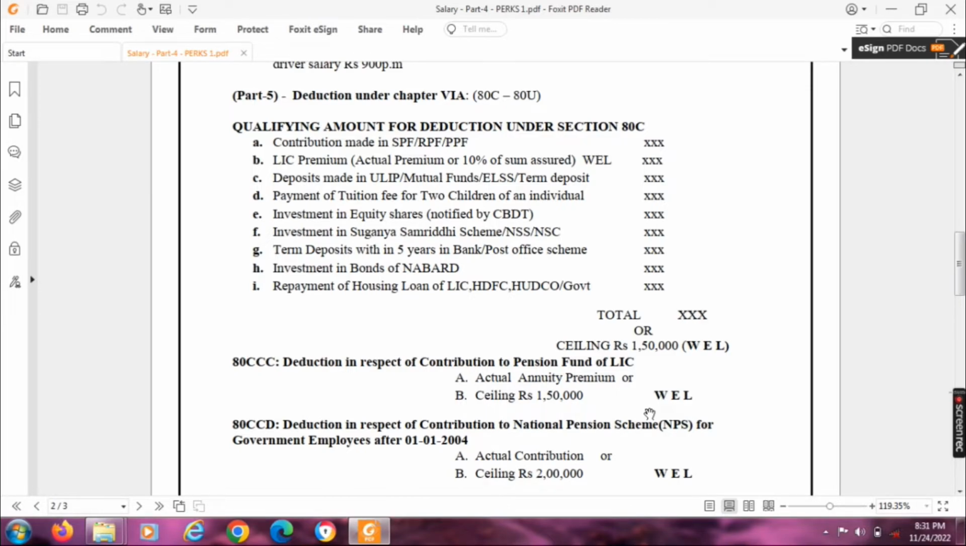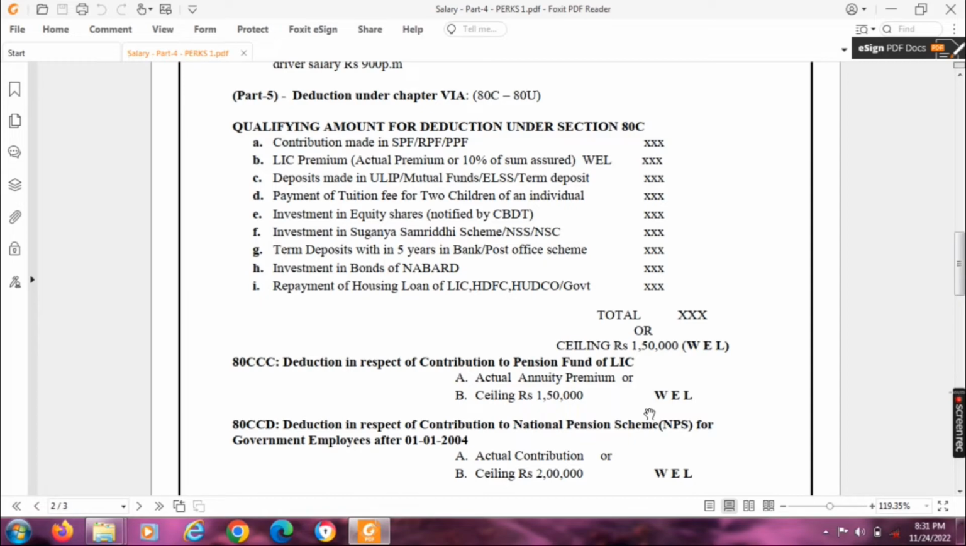Last one, repayment of housing loan of LIC, HDFC, or any government or semi-government institutions. The actual principal amount only is qualified for 80C. So the overall qualifying amount is limited. That means the ceiling is 1,50,000. So actual or ceiling 1,50,000, whichever is the least, is qualified for 80C.